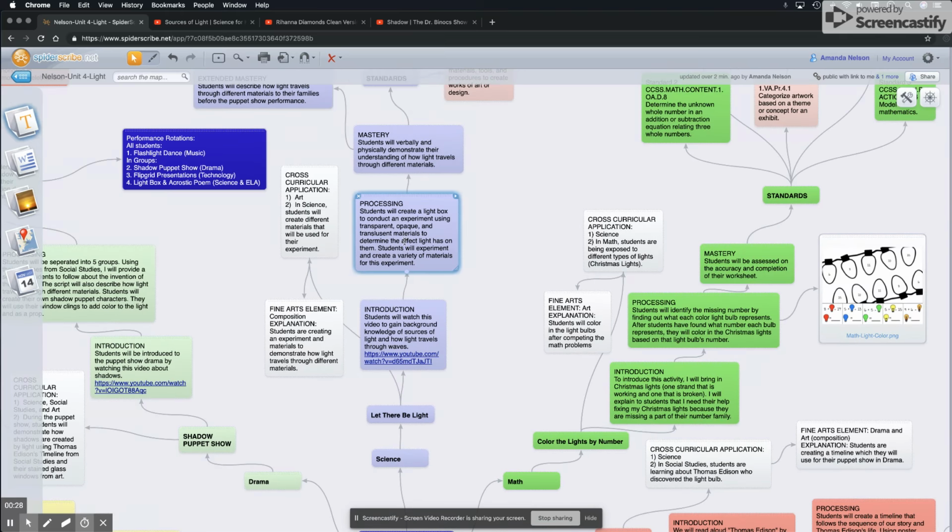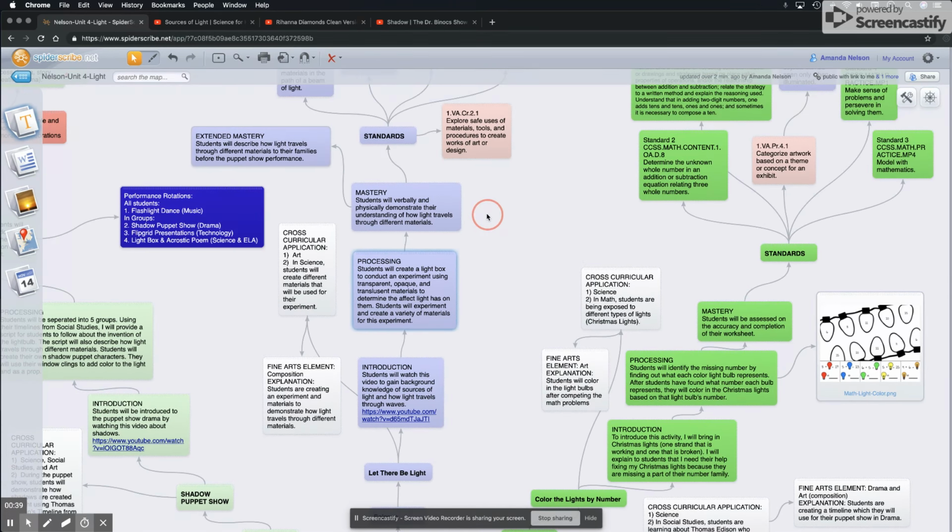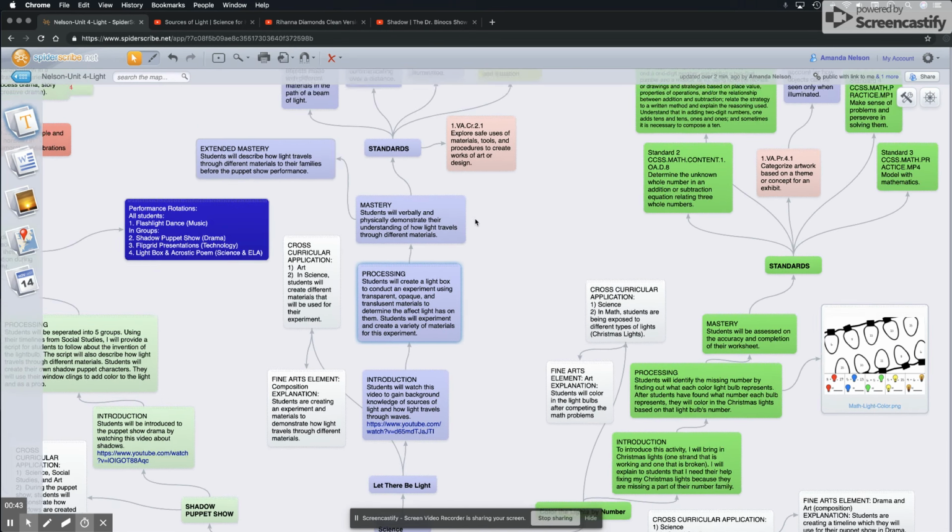And then for processing, students are going to create their own light box, and they're going to experiment using different types of materials to see what happens to the light when you shine a light on those different materials. For mastery, students will verbally and physically demonstrate their understanding of how light travels through those different materials.